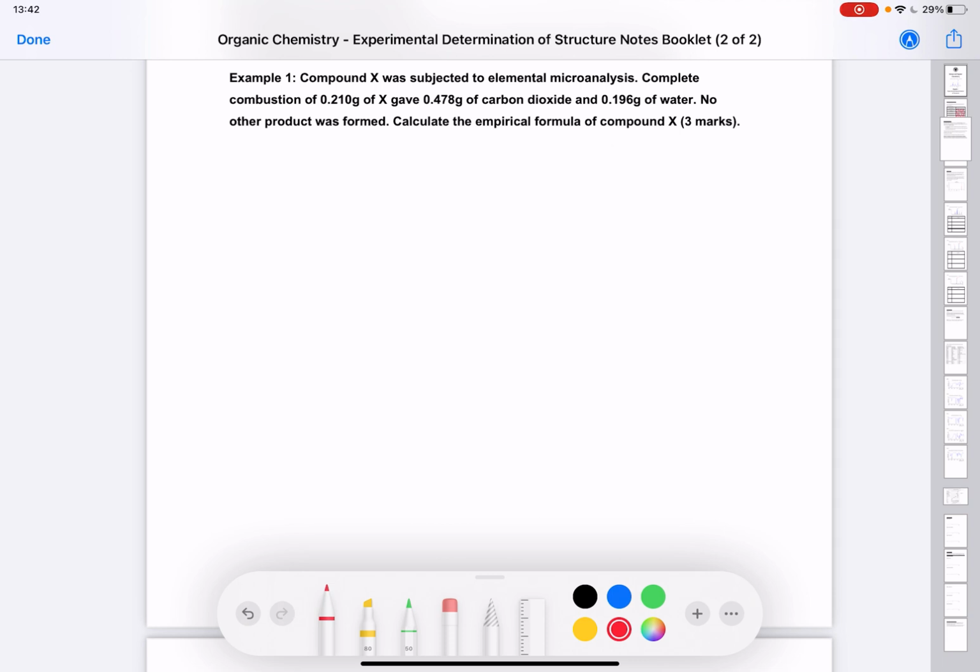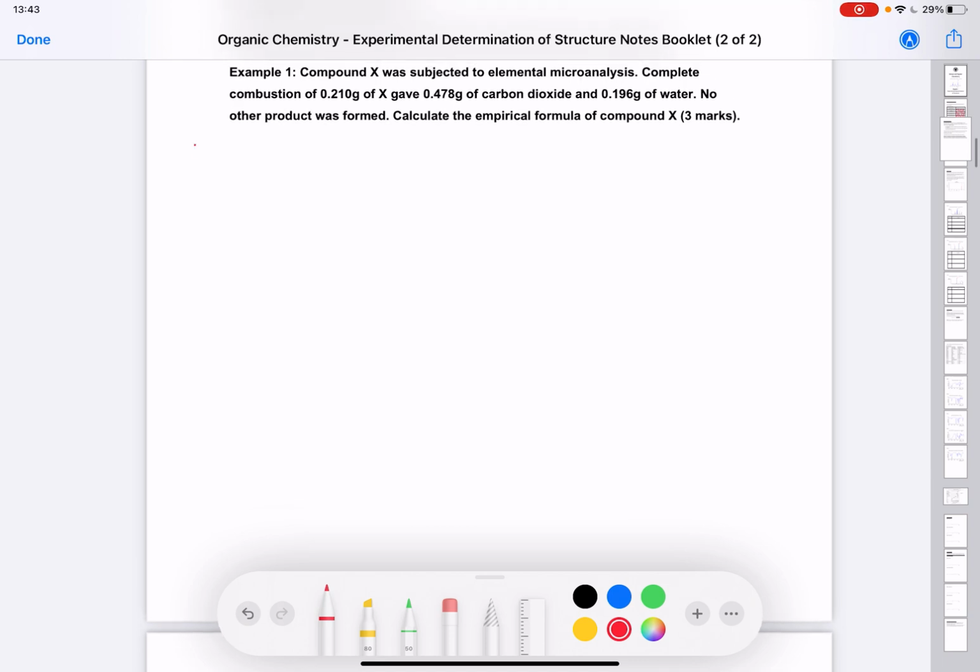So when we're working out empirical formula, what we need is the mass or even the percentage of each individual element that's present. Now at the moment we know that we've got 0.47 grams of carbon dioxide and 0.196 grams of water, but we don't know the individual mass of the carbon and the individual mass of the hydrogen. So that is going to be our first step, to calculate those individual masses. So that's what I'm going to do just now.